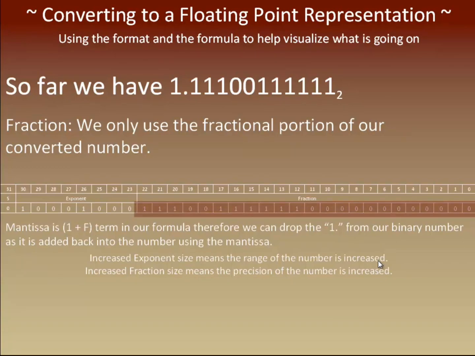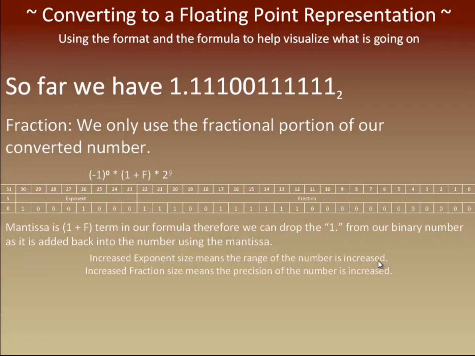Now that we have seen how the 32-bit representation is populated, let's take another look at the formula. So far it looks like this: -1 to the 0 times the mantissa times 2 to the 9th. But since we know our fraction, we can populate the f variable now.